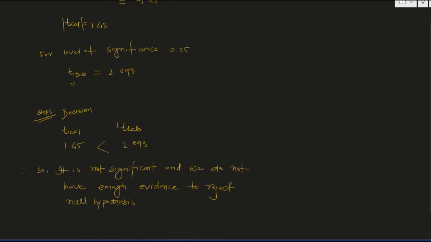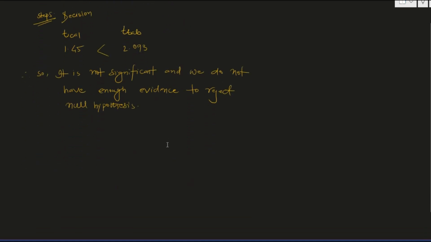Now in step 5, we have to take a decision based on the t calculated and t tabulated values. Since the t tabulated value is greater than the calculated value, there is no significance, and we do not have enough evidence to reject the null hypothesis. So we reject the alternative hypothesis. That is all about the t-test.